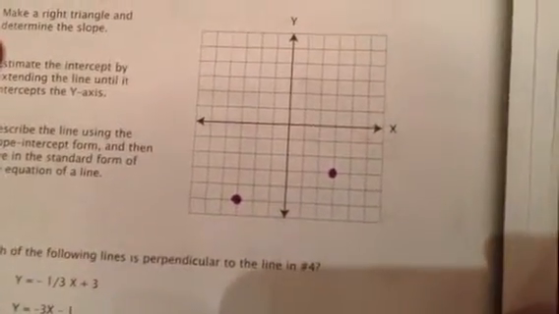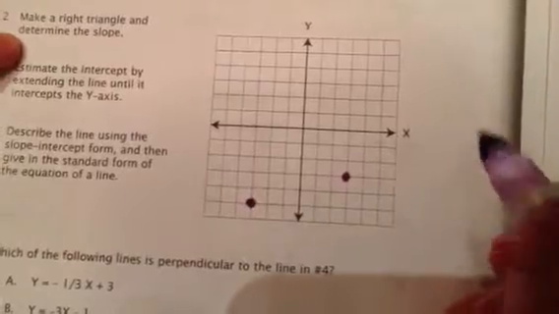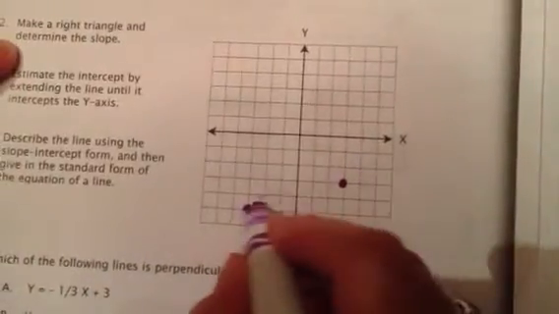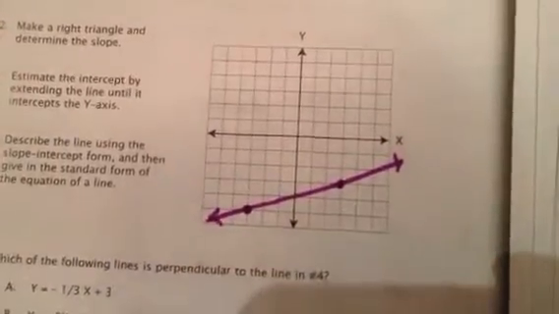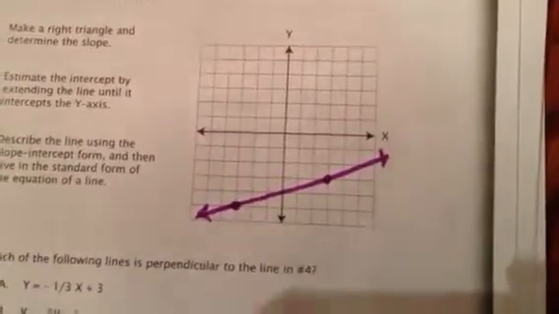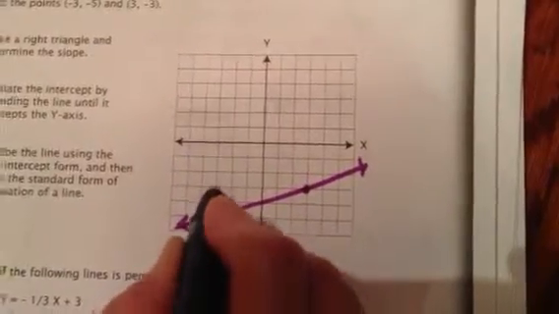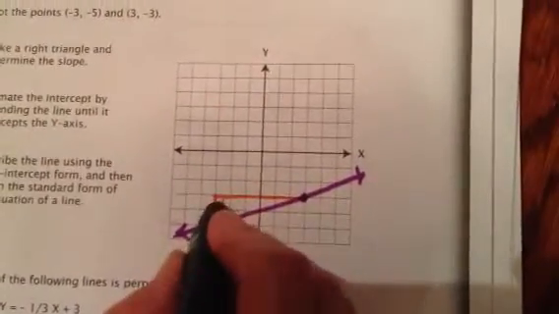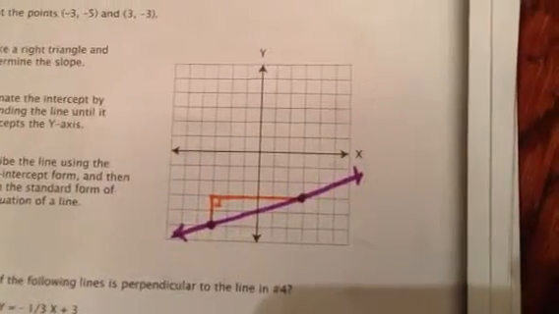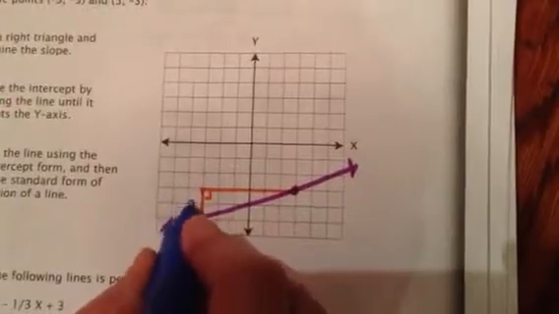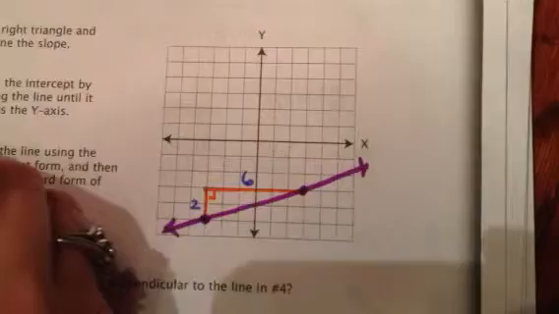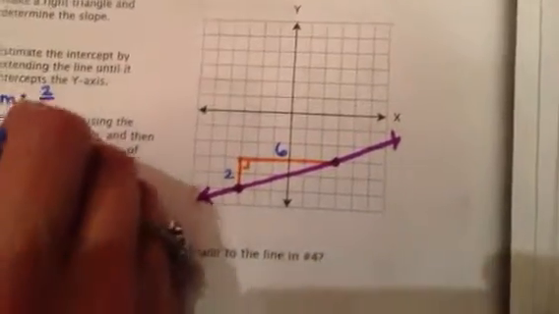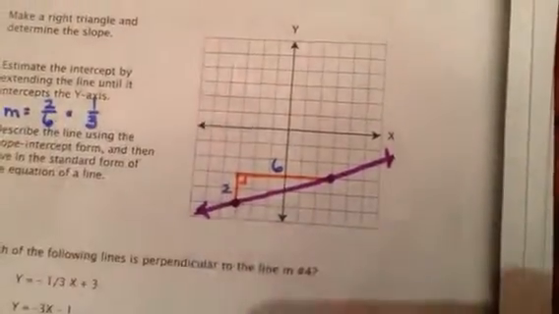Number 2 says make a right triangle and determine the slope. Well, I am going to go ahead and connect these points and kind of make a line out of these. I like to be able to see it. And then I'm going to make my right triangle, because you guys are good at this, to determine my slope. So from my lower point here, here's a little right triangle. See that little 90-degree angle right there? Remember, slope is determined by rise over run. So it looks like it went up 2 and it ran 6. Okay, so my slope is 2 over 6, which will reduce to 1/3.